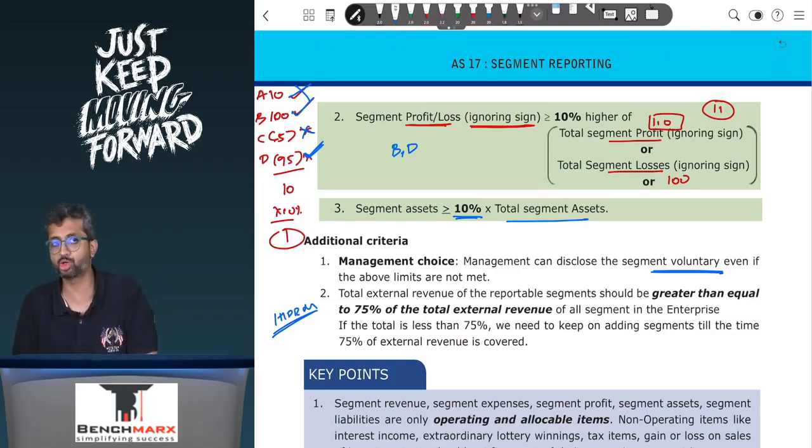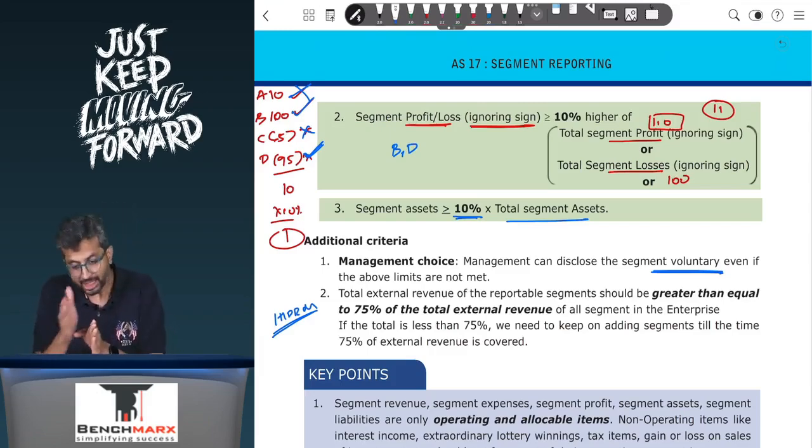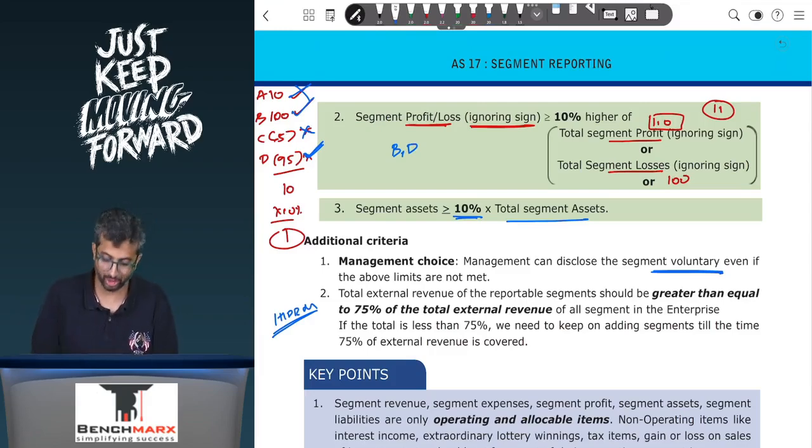So, sir, what if it does not? Then you will keep on adding segments arbitrarily, whichever you want. Generally, we'll pick up the higher revenue ones first, in such a way that 75% is crossed. So this is total external revenue should be greater than or equal to 75% of the total revenue. So these are the criteria.